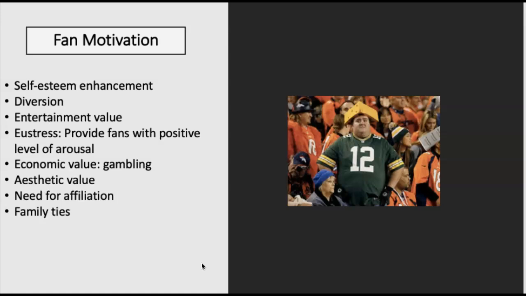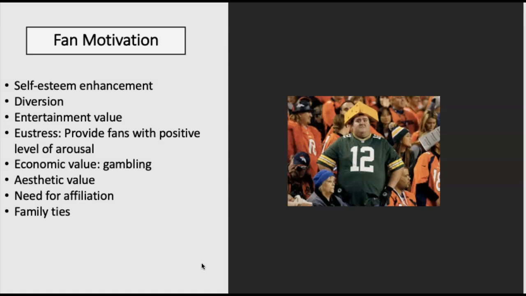And also economic value. Some people watch sports because they might participate in gambling. They're involved with online gambling. The online gambling industry generates about $20 billion in revenues nowadays. With more and more states starting to legalize sports gambling, more people will be watching sports because they would like to win some money through gambling.